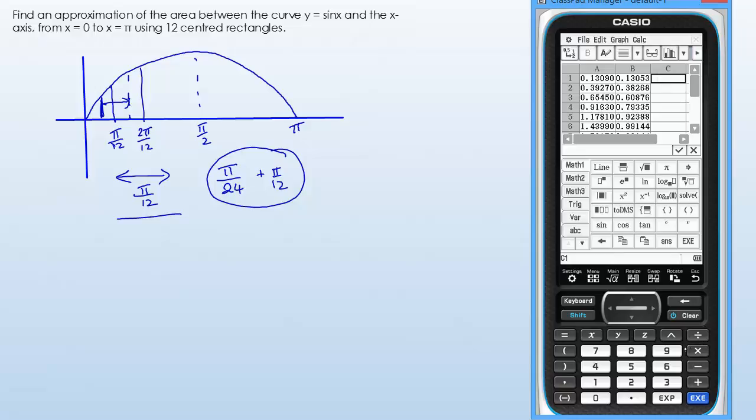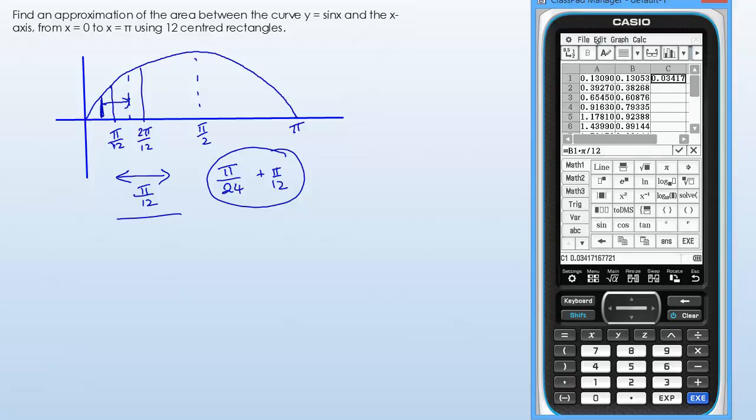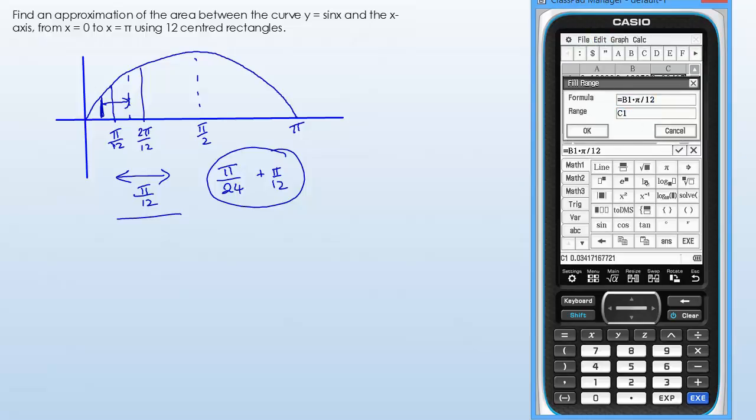And then the last column is going to be equals that multiplied by the width of each rectangle, which we discussed was pi by 12. And now all we need to do is fill that down. So we'll fill a range from C1 to C12.